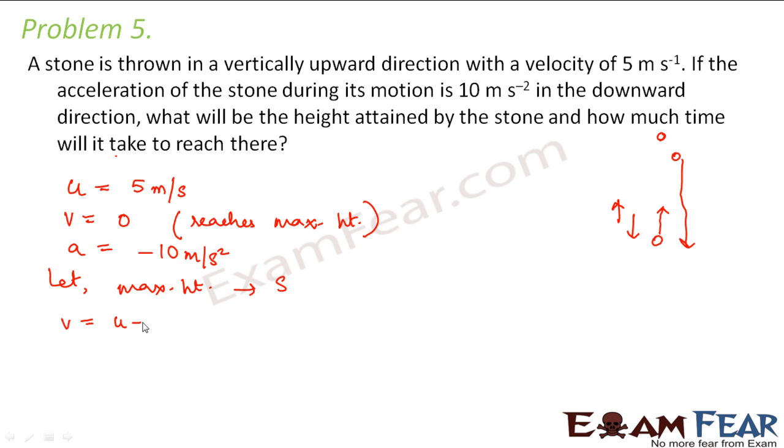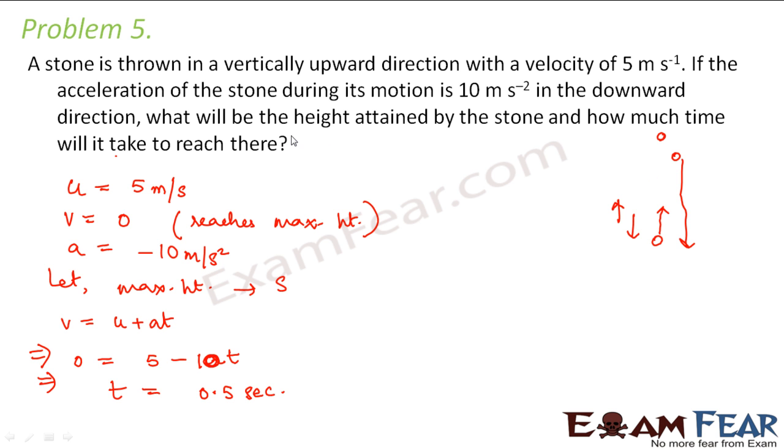So now using the first equation, we can say v is equal to u plus at. So from this we can say v is equal to u plus a, which is minus 10, into t. So from this we find that t is equal to 0.5 seconds. So that means this is the time taken for the stone to reach the maximum height.